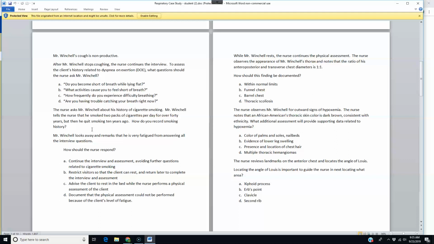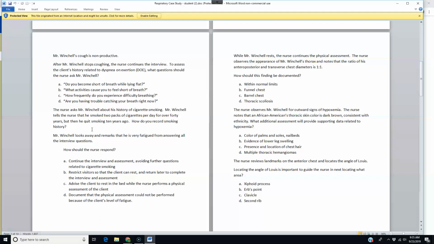All right, the nurse observes Mr. Winchell for outward signs of hypoxemia. You must know what hypoxemia is. It is in your PowerPoint. This is a decreased amount of oxygen in the blood. The nurse notes that the African American's thoracic skin color is dark brown, consistent with ethnicity, and what additional assessments will provide supporting data related to hypoxemia? And of course, that was also in your PowerPoint, and the answer is the color of palms and soles and nail beds. Okay?